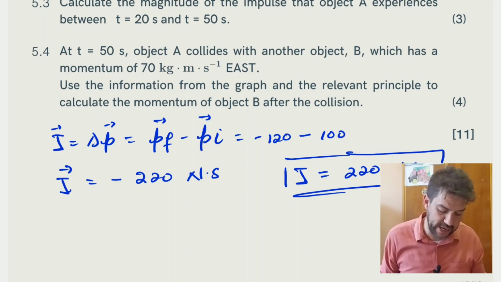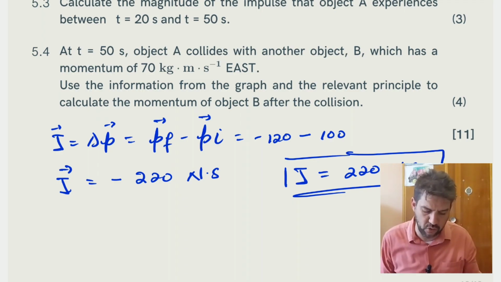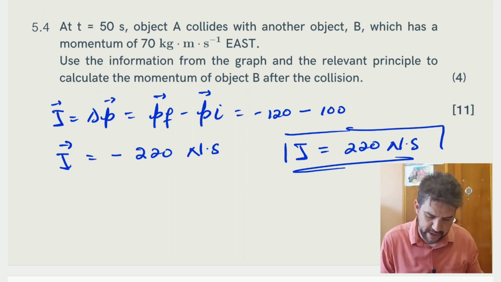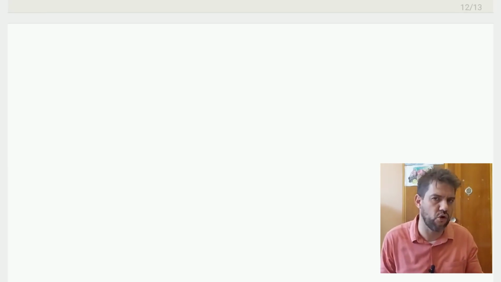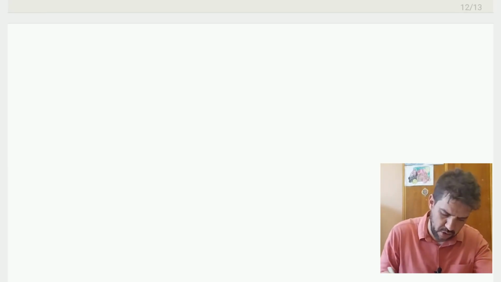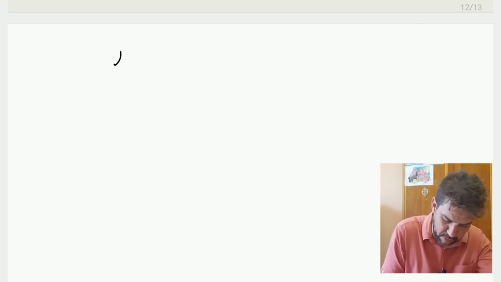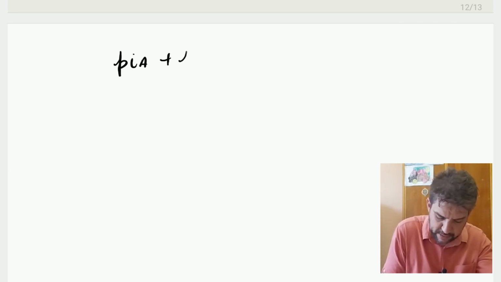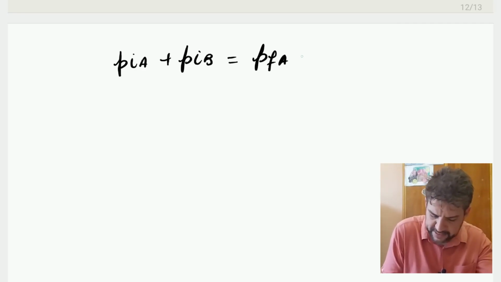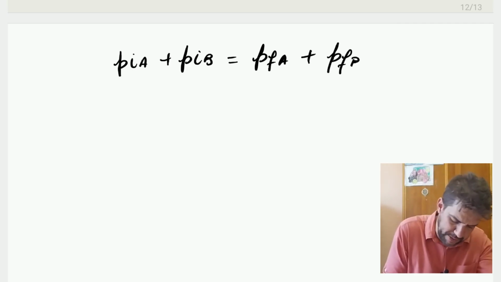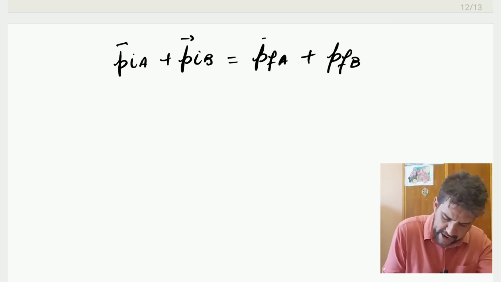Well, the final question says at t equals 50 seconds, object A collides with another object B, which has a momentum of 70 kilograms meters per second east. Use the information from the graph and the relevant principle to calculate the momentum of object B after the collision. We're going to use the principle or law of conservation of linear momentum. That principle says that the initial momentum of A plus the initial momentum of B is equal to the final momentum of A plus the final momentum of B.